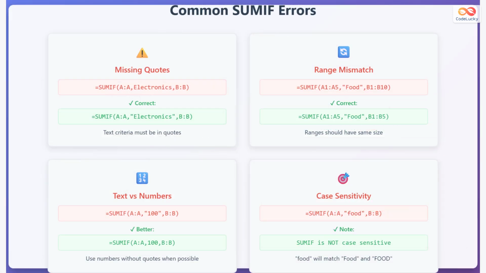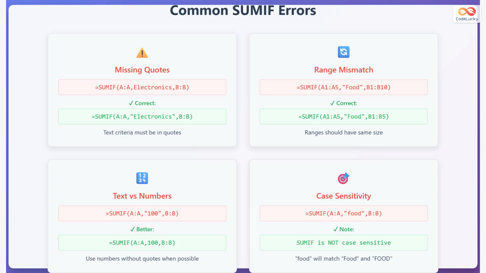Let's explore common errors encountered when using the SUMIF function and how to correct them. A common mistake is missing quotes around text criteria. The incorrect formula is =SUMIF(A:A,electronics,B:B). The correct formula is =SUMIF(A:A,"electronics",B:B).